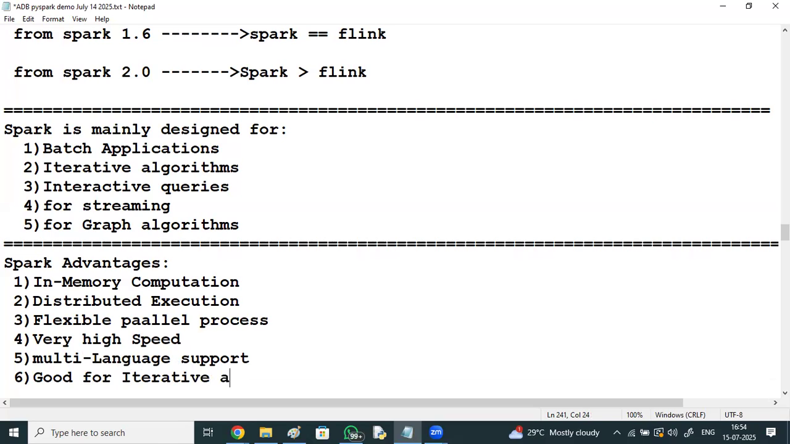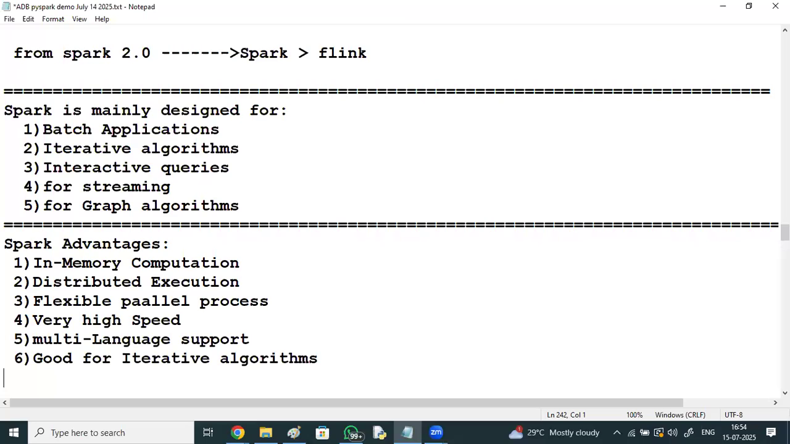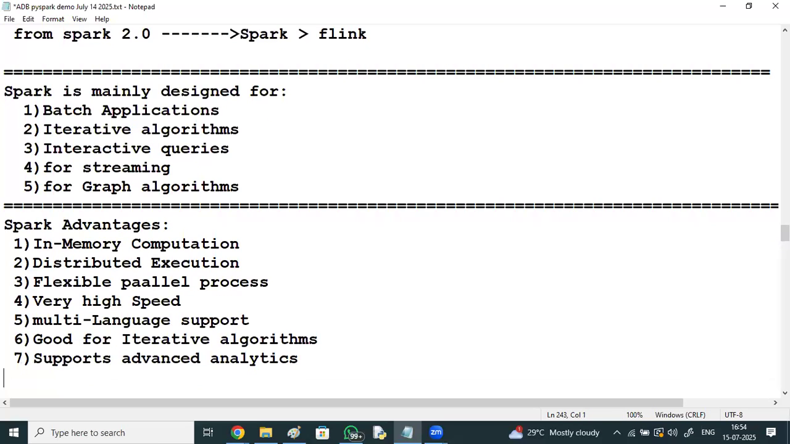Good for iterative algorithms. Supports advanced analytics. As compared to Hadoop, it has got in-memory. In Hadoop, no in-memory.